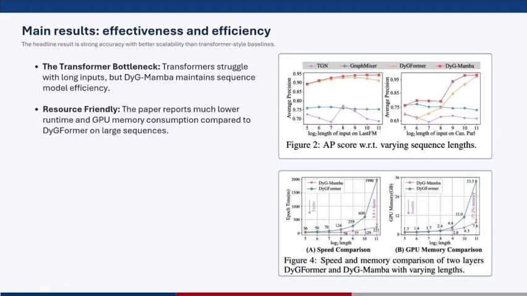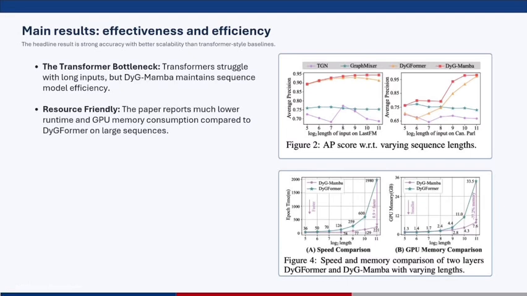Based on the results we saw in the previous slide, the main strength of this approach is that it provides effectiveness and efficiency at the same time, and it overcomes the transformer bottleneck, as you can see in the right side diagram, which compares two datasets, LastFM and Canadian Parliament, on four types of models: TGN, GraphMixer, DyGFormer, and DyG-Mamba. We can see that the transformer struggles with long inputs, but DyG-Mamba maintains sequence model efficiency.